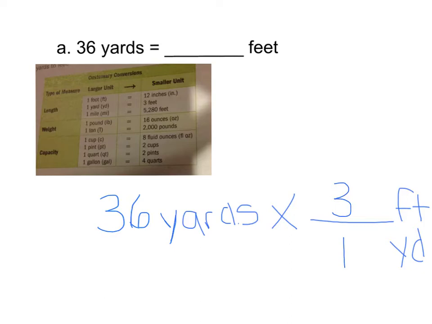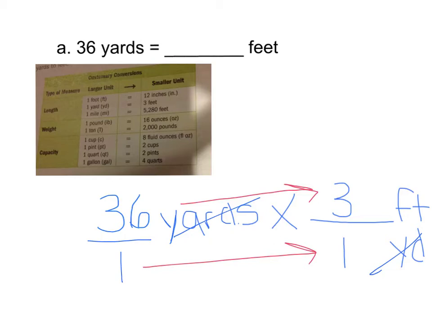We know we want yards on the bottom because we want our yards to be able to cancel out. They cannot cancel out if they are on the same level. So we will have to take 36 times 3 over 1. This is the same as multiplying fractions. So we're going to make 36 a fraction and multiply across. We'll multiply 36 times 3 and 1 times 1.